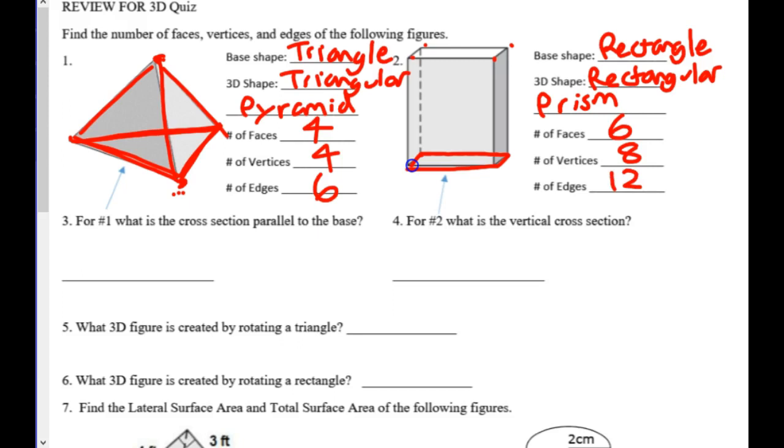So 12 edges. Now, let's look at number 3. Do y'all remember cross sections? When you cut something or you make a little slice of something, we got to look for the key words, right?